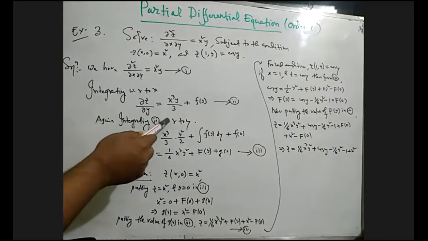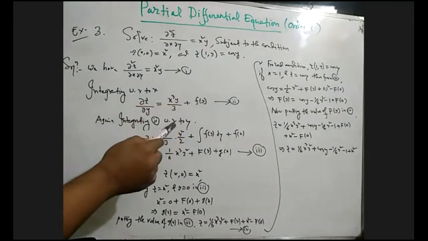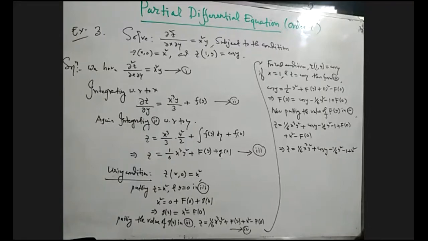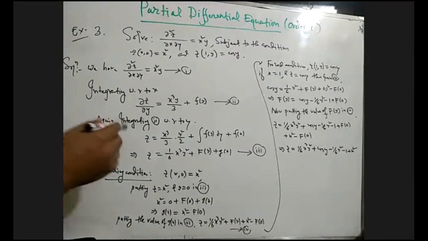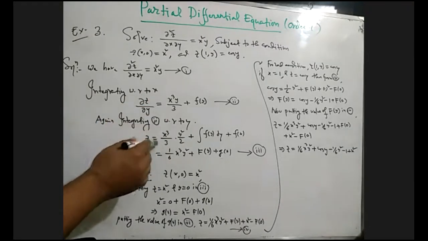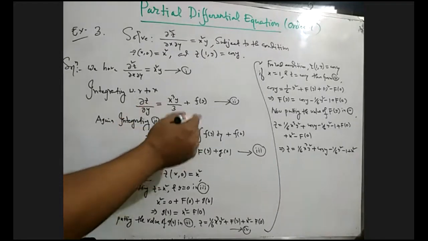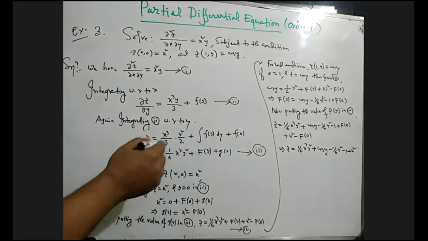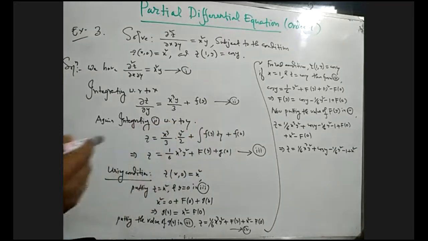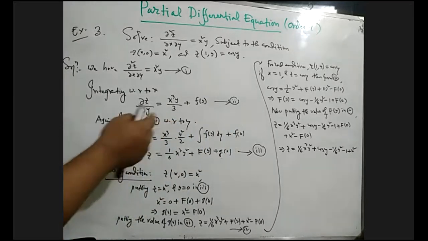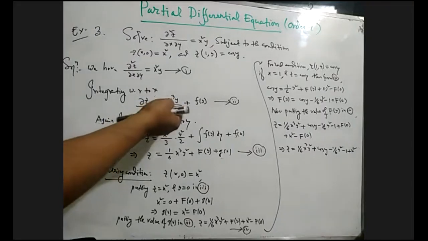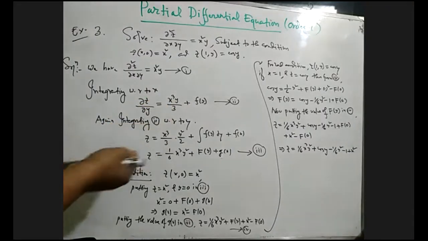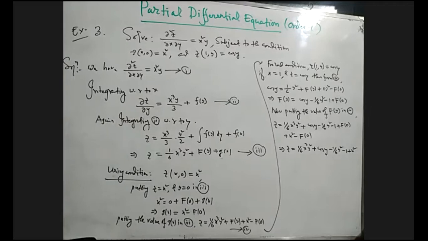Similarly, integrating equation 2 with respect to y, what will it be? Z equals y square by 2, and this is again integration with respect to y, but the integral constant will be what? A function of x. Remember it, because we are partially taking integration on partial derivatives.